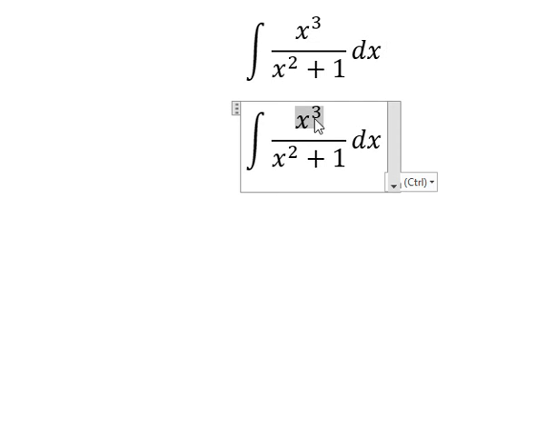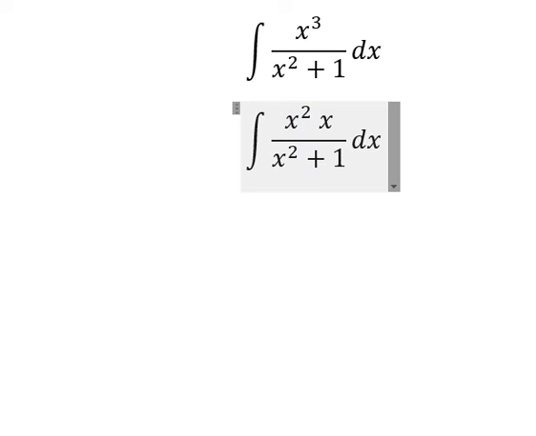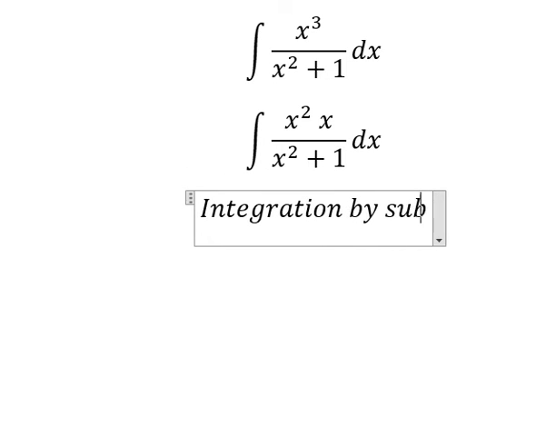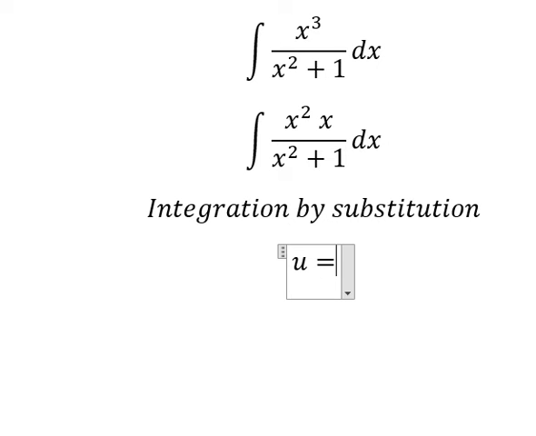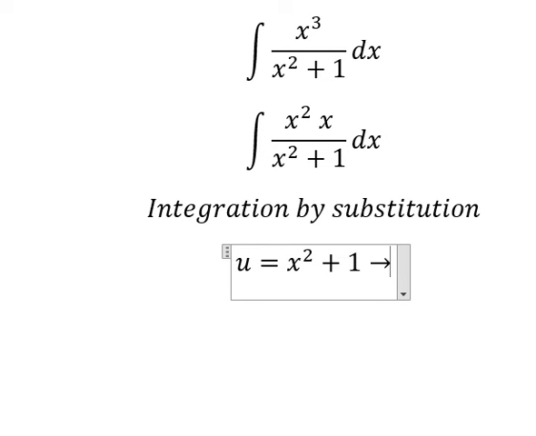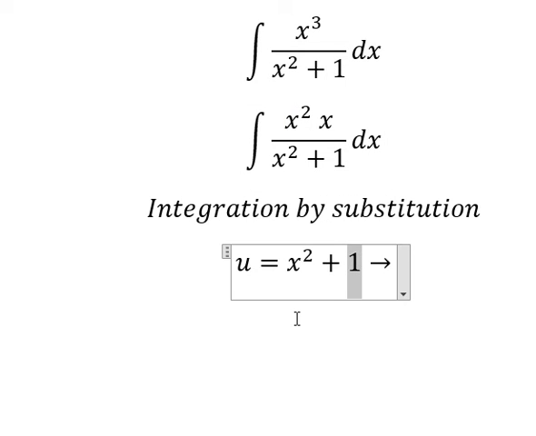s to the power of 3 we can put into s squared and s. Next we can use integration by substitution. So I will put u equal to s squared plus 1, because we have s squared, so I will put number 1 go to the left.